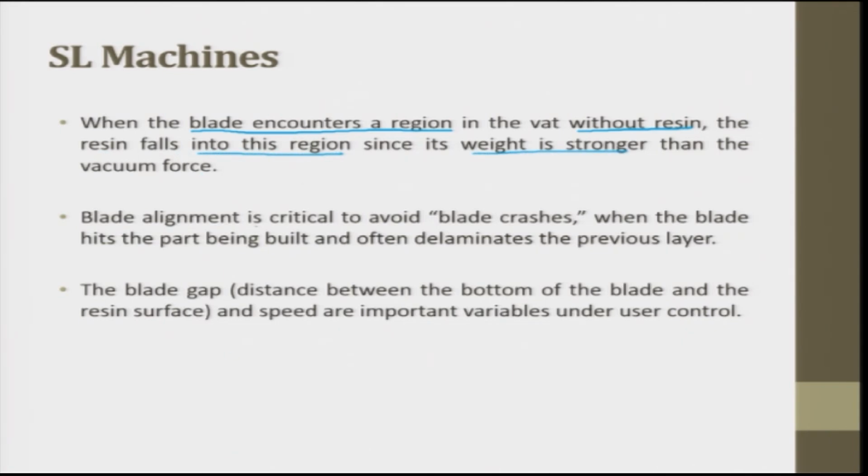The blade alignment is critical to avoid blade crashes, when the blade hits the part being built and often delaminates the previous layer. So when the blade moves, it also moves with a certain force and speed. When it is slightly higher, when there is an undulation, it will try to hit the part. The blade gap, the distance between the bottom of the blade and the resin surface, and the speed are important variables for the user to control.